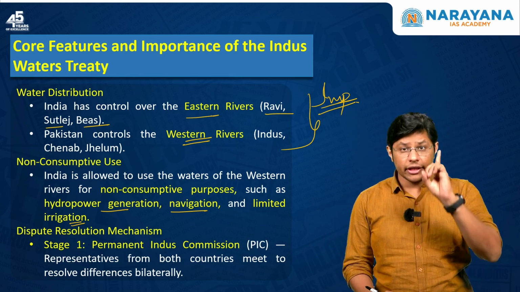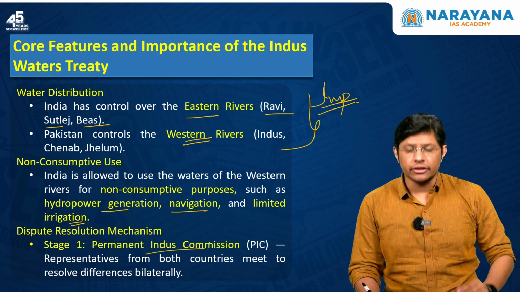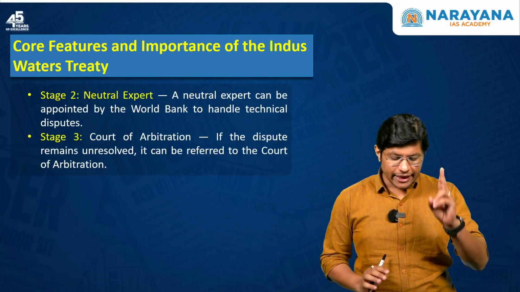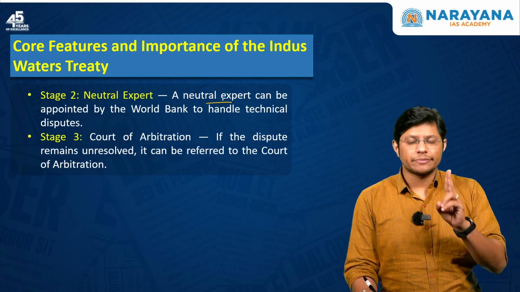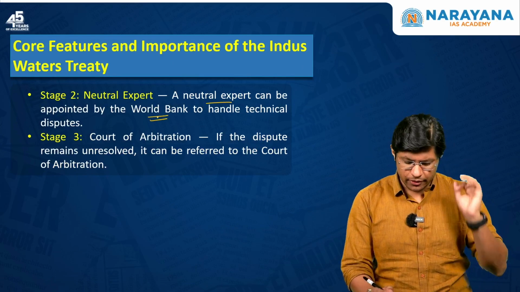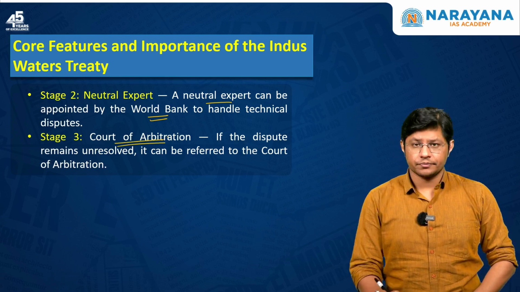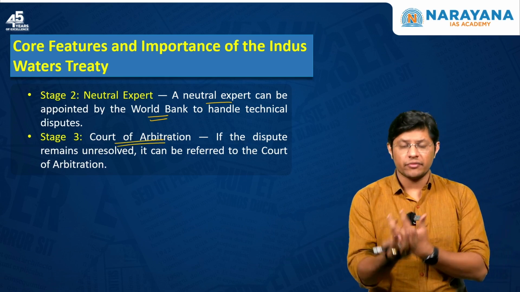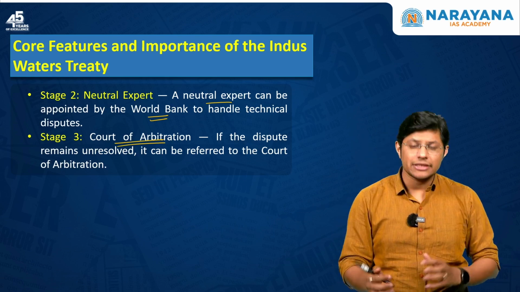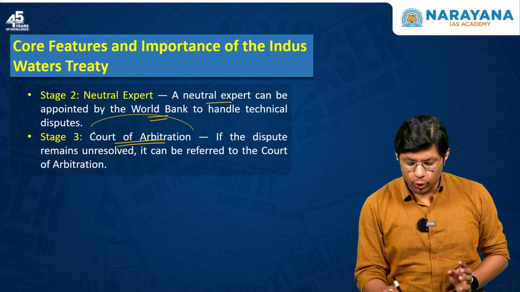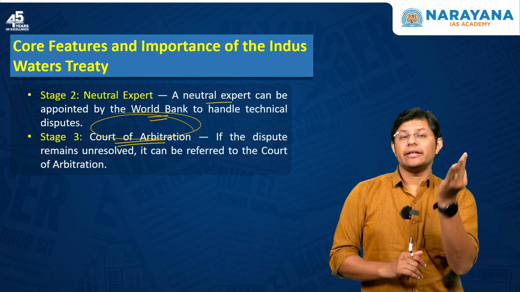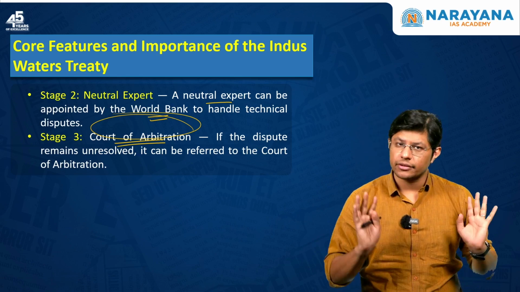First, there will be a permanent Indus commission. Representatives from both the countries would be a part of this commission, right? Second stage, a neutral expert will be appointed by World Bank, which will handle the technical issues. Third, a court of arbitration, right? Now, if there is a dispute between India and Pakistan over Indus River, then the matter will be settled in this court. The name of the court is Court of Arbitration. These are the three stages through which any dispute, if arises, will be resolved, right?